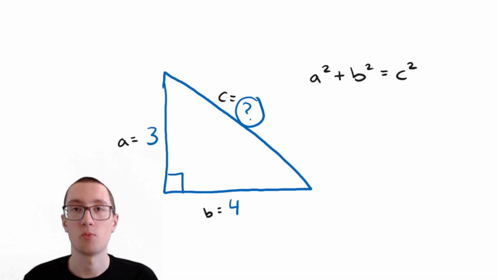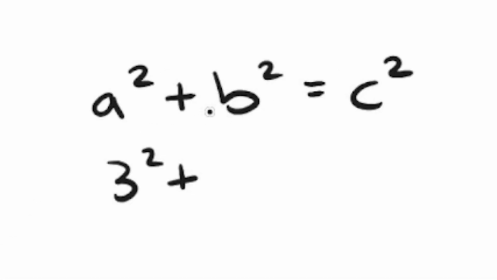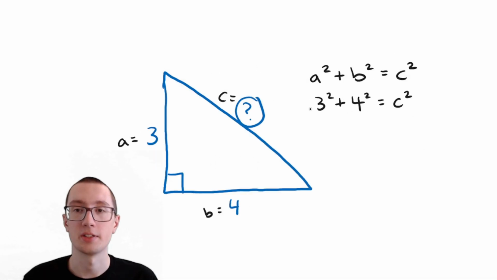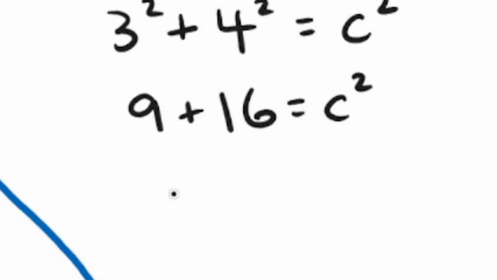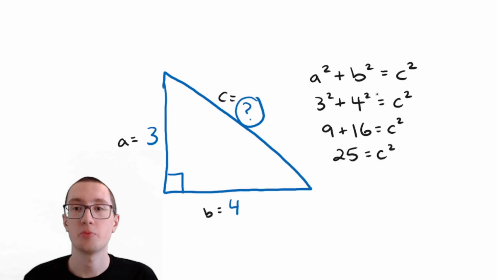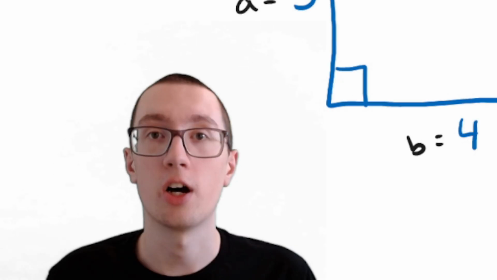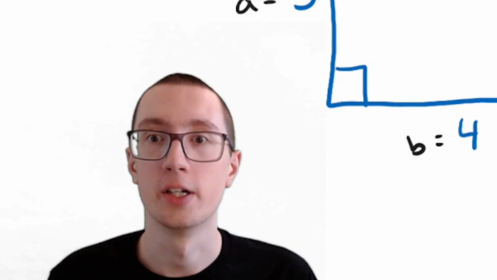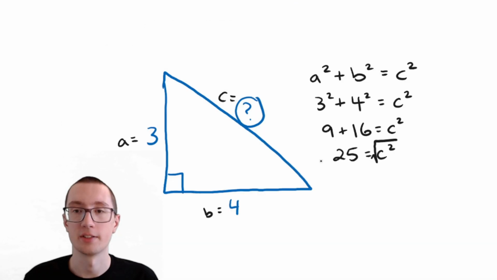So let's go ahead and plug in what we know to figure out what c is. So we know that a is 3 and b is 4. So now let's go ahead and simplify what we have here. So 3 squared is 9, and 4 squared is 16. And 9 plus 16 is 25. So now because we need to get c by itself, c is being squared here. So the opposite of squaring is square rooting. So we'll square root both sides. In this case, the square root and the squared cancel out, and we just have c.